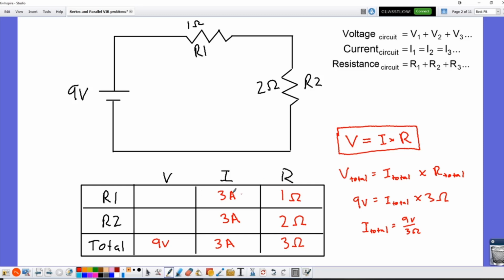Okay, so 1 ohm times 3 amps will give us the voltage, and that's going to be equal to 3 volts. 2 ohms times 3 amps gives us 6 volts. And then one final thing that we can do to double check that this actually checks out, we know that the voltage of the entire circuit is equal to all the components added up. So just making sure that 3 plus 6 equals 9, and that's how we know that we've done this correctly.